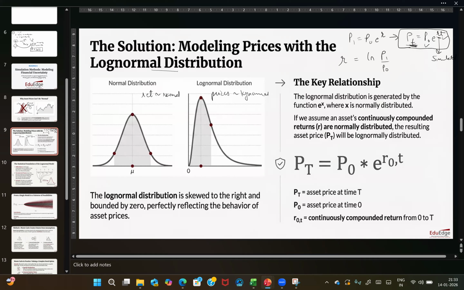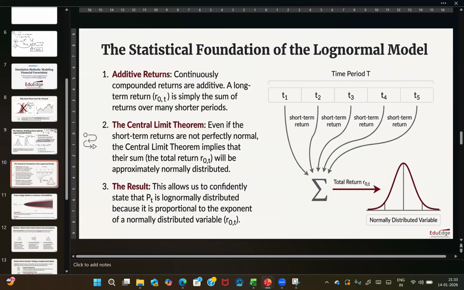This, please note, is assuming that returns are normally distributed. So the prices will then follow a log normal distribution. Any questions on this so far? No, sir. Okay. Now, coming to the statistical foundations of the log normal model, the biggest advantage of log normal returns is that returns become additive.